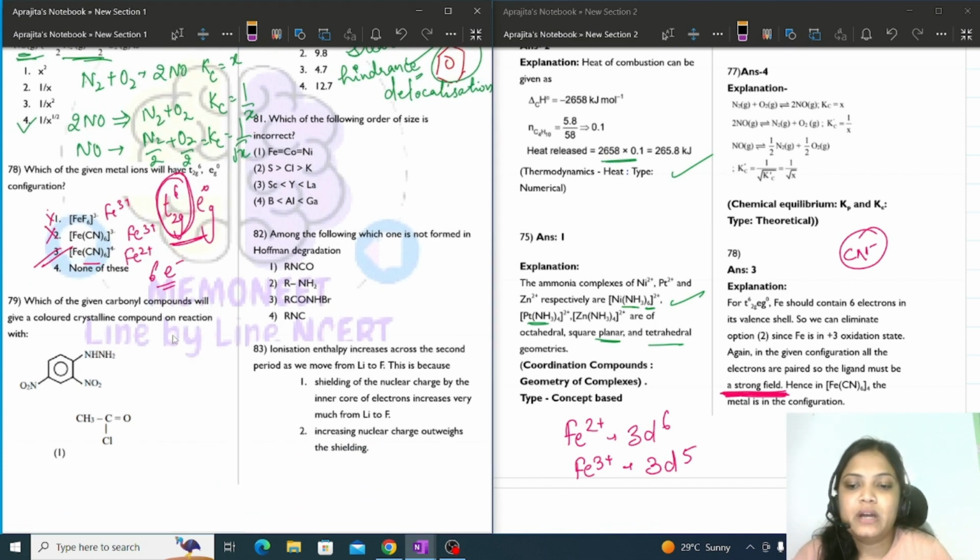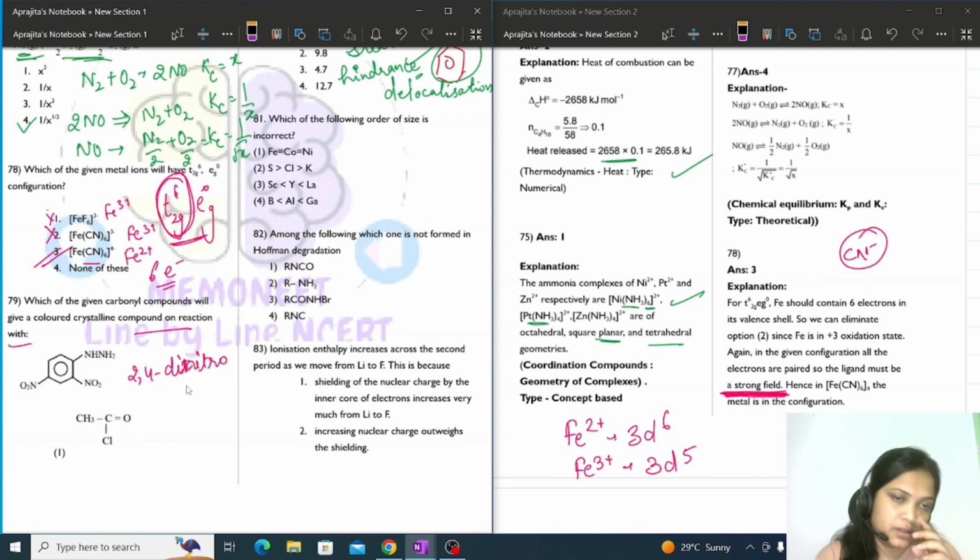Now the next one is, which of the given carbonyl compounds will give a colored crystalline compound on reaction with this? So it is 2,4-dinitrophenylhydrazine.